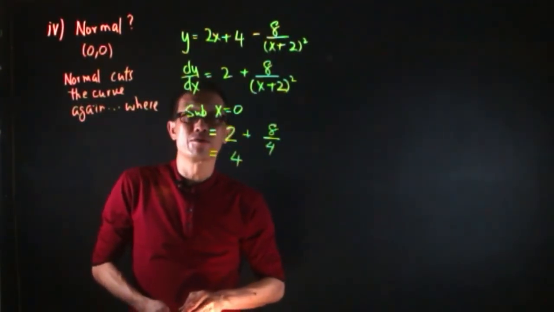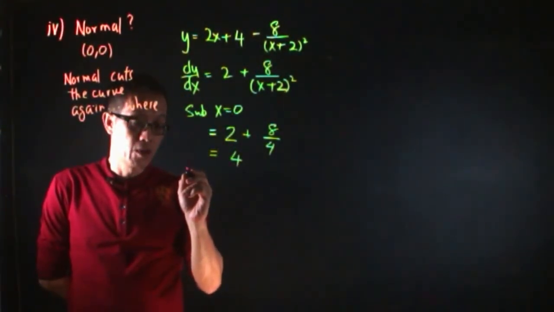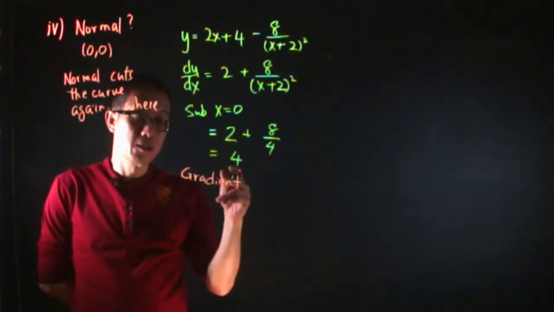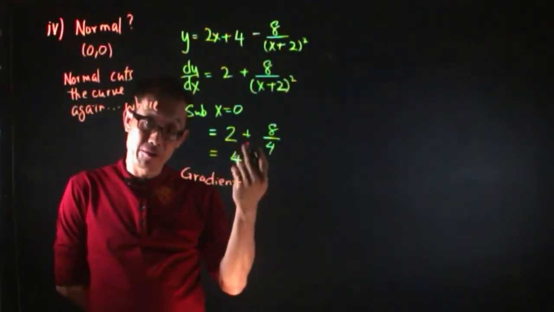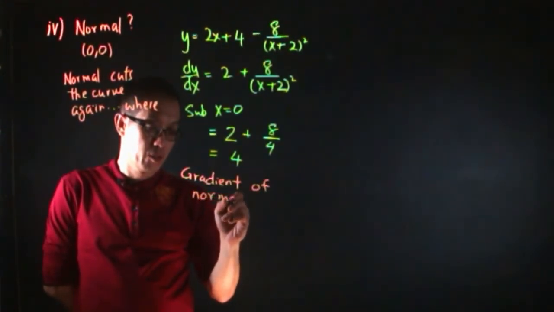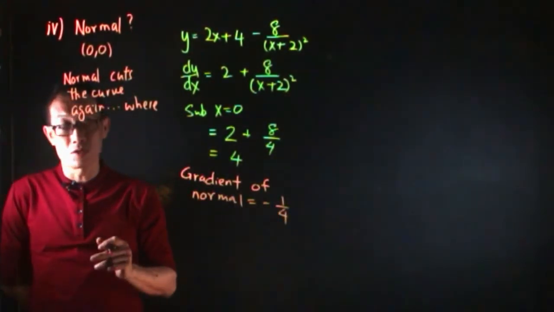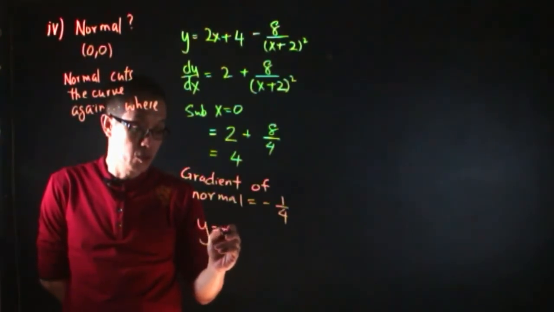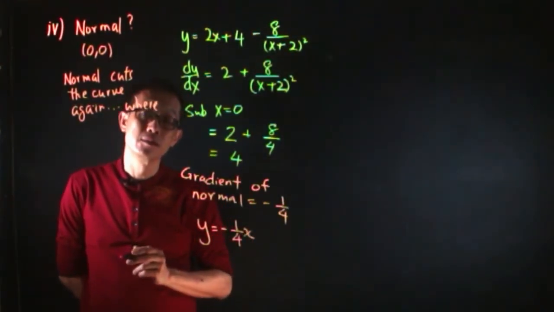Now, what is the gradient of the normal? Therefore, the gradient of the normal will be the negative reciprocal of this. All right, you have learned that in Sec 4. Gradient of normal will be equals to minus a quarter. Now, since the graph cuts through 0, 0, your equation of normal will be y is equals to minus a quarter x. Okay.